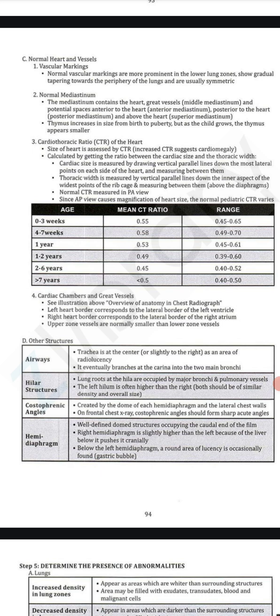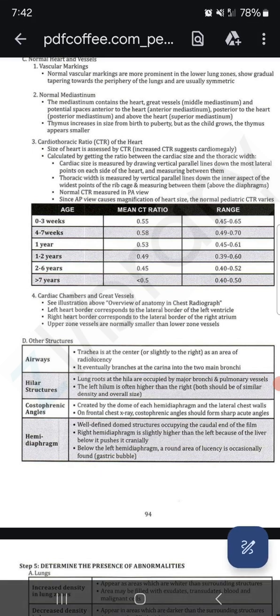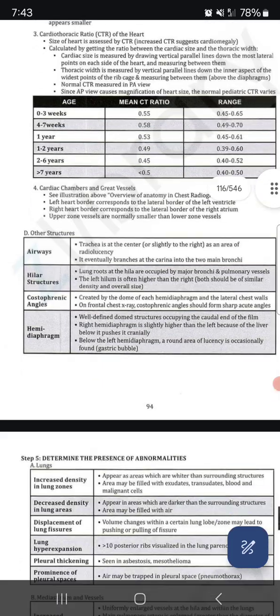Costophrenic angles are created by the dome of each hemidiaphragm on the lateral chest walls. On the frontal chest radiograph, costophrenic angles should form sharp acute angles. Hemidiaphragm, a well defined dome shaped structure occupying the caudal end of the thorax. The right hemidiaphragm is slightly higher than the left because of the liver below it pushing cranially. Below the left hemidiaphragm, a round area of lucency is occasionally found. Gastric bubble.